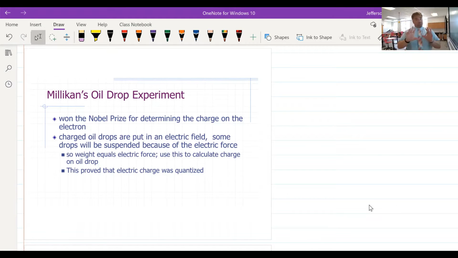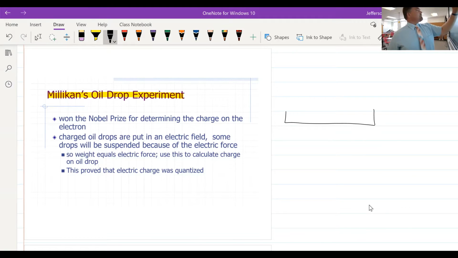And a big, very important experiment that we're going to talk about is Millikan's oil drop. This is extremely important for basically one major reason, in that it proves the charge is quantized. And we'll talk about that in a second. He won the Nobel Prize for determining what the charge was on an electron, or the smallest naturally occurring charge. But I'm going to draw the picture real quick.